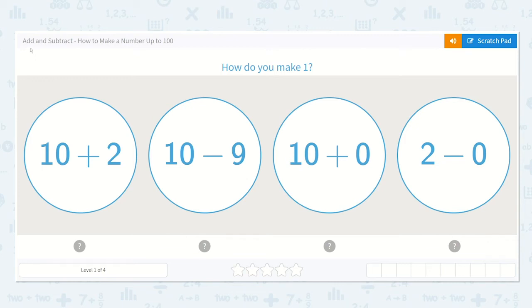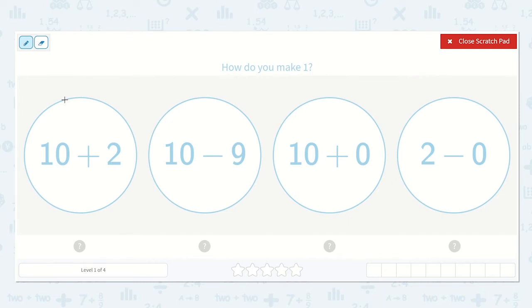Let's look at the lesson Add and Subtract: how to make a number up to 100. The first question is, how do you make 1? Well, let's look at each option. I see they have 10 plus 2.